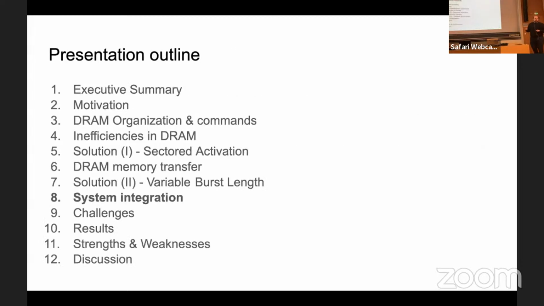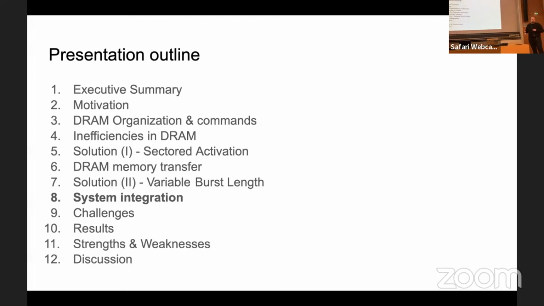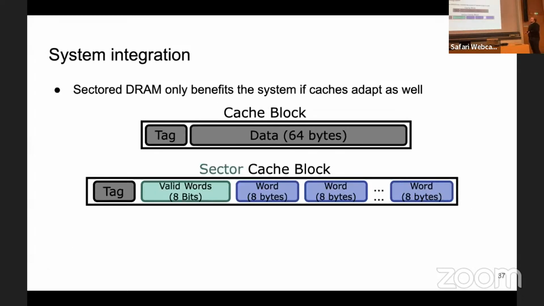Okay, so now this is basically how the DRAM chip is modified, but that is no use to us if only the DRAM chip is modified. We also have to modify the system around it, because if we have a system that always sends load requests for full cache blocks, then the fact that our DRAM supports load requests for half cache blocks doesn't help us at all. So we actually need to integrate this into the wider system. So we also have to change how the cache works.